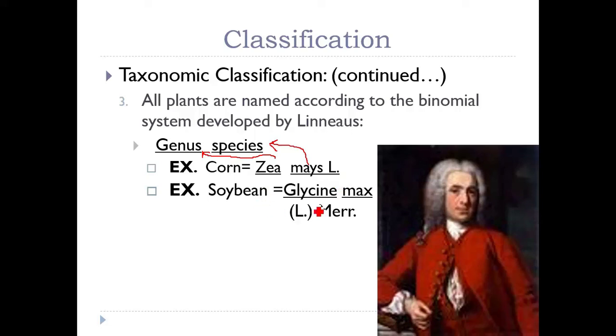The soybean, the scientific name is Glycine max, first classified by Linnaeus, and then later changed by a fellow by the name of Merrill. So you'll see other names occasionally in these scientific names.